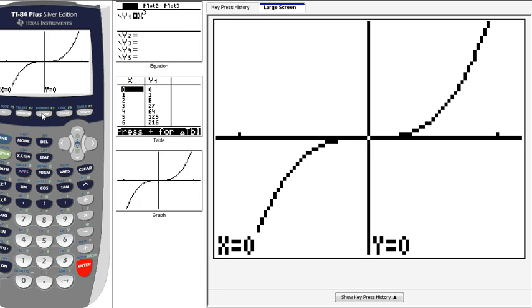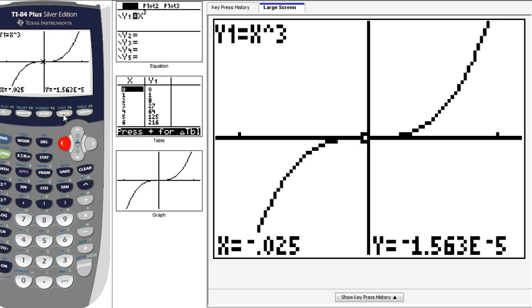Well, let's see. If you press the trace button, and if you just scroll to the left, I want you to notice the y value right here. It's at negative 1.56, and then go to the left. And then left. Left. Left. And then just keep going left.